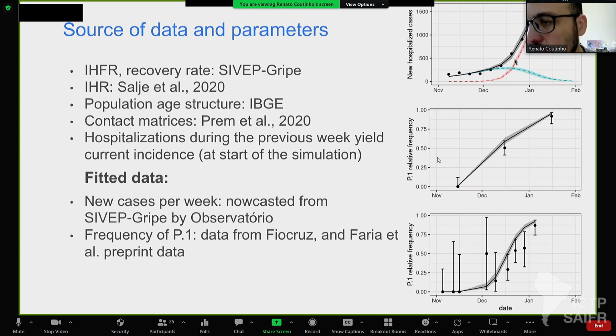So the red line divided by the black line, okay, the frequency of the P1, we have these lines down here. So here we take the average over the whole of November, the whole of December, and the whole of January. Here we take the average over each week, right? Each time period that we're looking at the data, okay? And then we have to compare this, right? So this is a fitting.